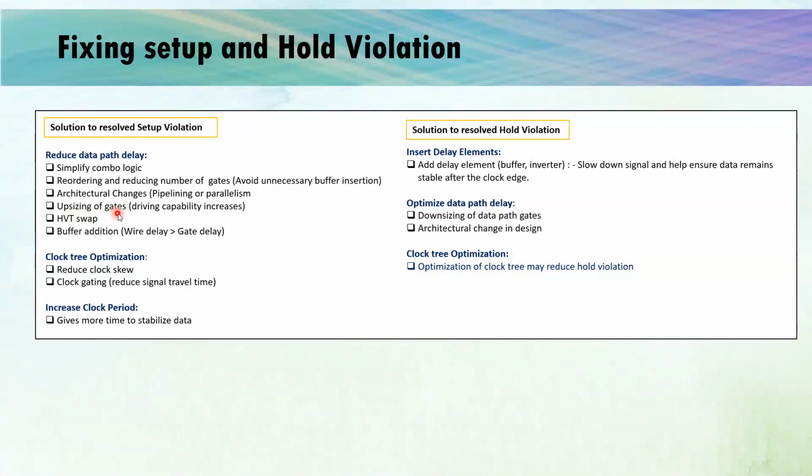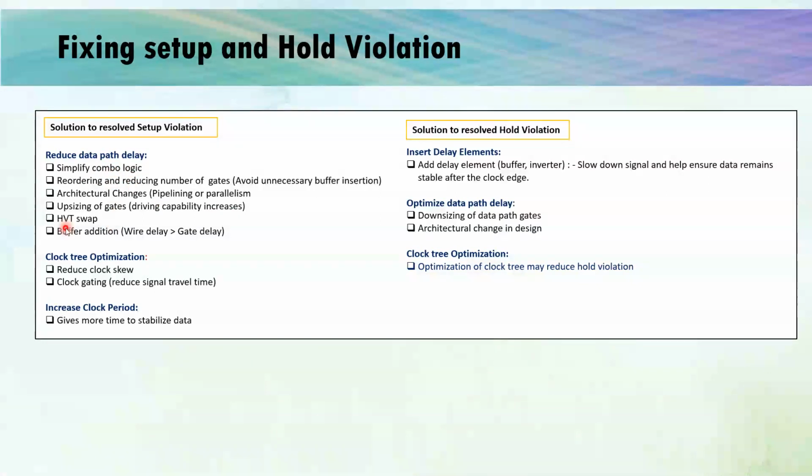Fourth is upsizing of the gates. The meaning of upsizing of the gate is you are increasing the driving capability of your cells. If the driving capability is increased, the amount of delay that they are incorporating will reduce. So if the amount of delay they are incorporating in the delay analysis is reduced, the whole data path delay can be reduced.